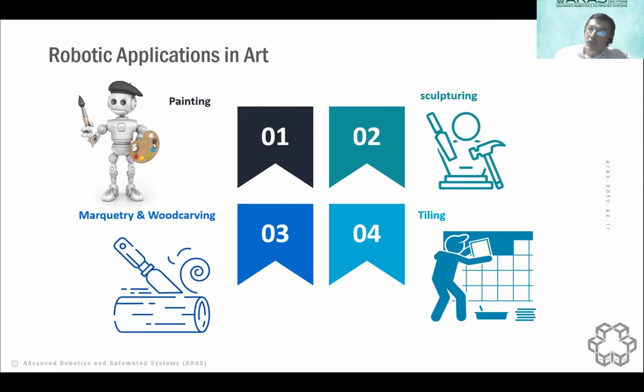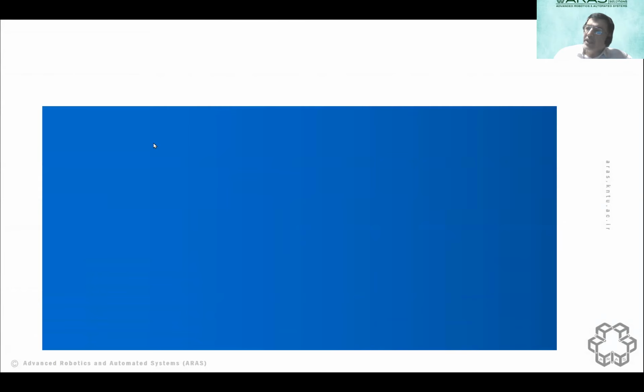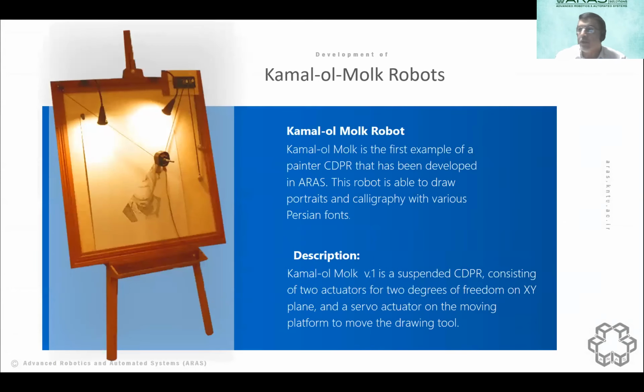For the painting robot, we are using cable robots. As I introduced, the first version of our Camel Molk robot is a painter robot, very simple. Camel Molk is the first example of a painter CDPR that has been developed in ARAS. This robot is able to draw portraits and calligraphy with various Persian fonts. It is very simple and deployable, and it can be used in many different places. It is interesting to bring robotic applications into the real life of the community.